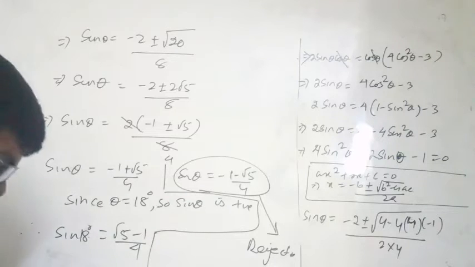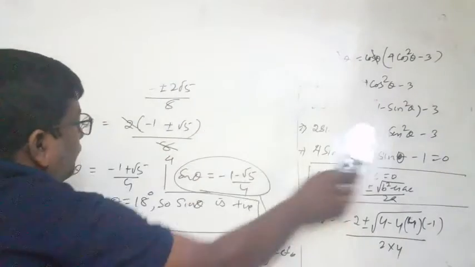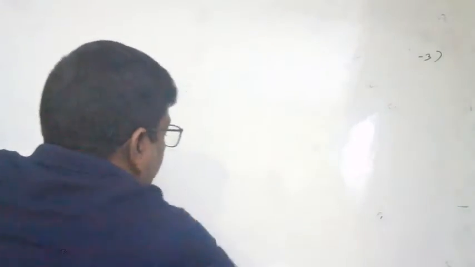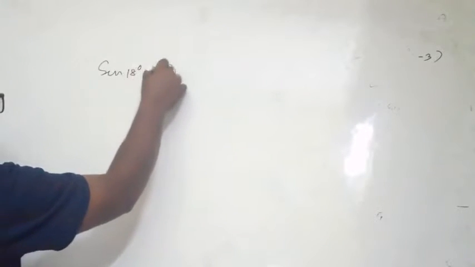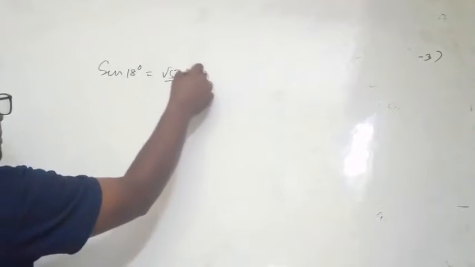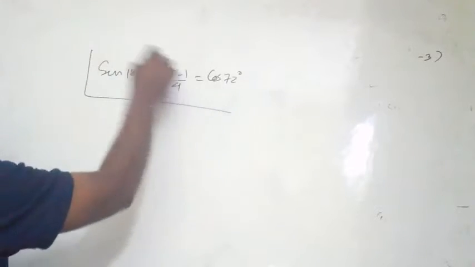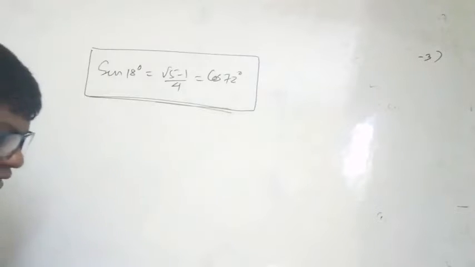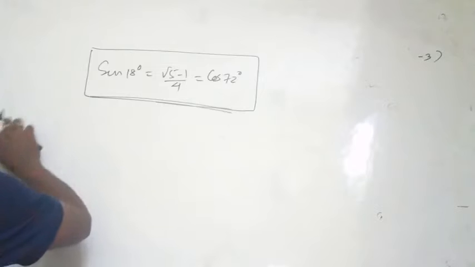Okay. Now this is the formula for sin 18. Sin 18 degree is equal to root 5 minus 1 by 4, which is equal to cos 72 degree. This is a formula. You should remember this. Again, find the value of cos 36.